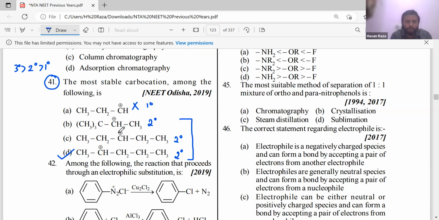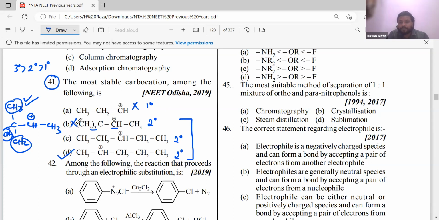Now, if you are going to draw the structure of this, CH plus, and here it will be CH3, and then C, and on a single carbon there is CH3, CH3, CH3. That means steric hindrance will be there and it will not be that much stable. That's why B will not be our answer. Is that clear? Yes, sir. Then why is it not C?